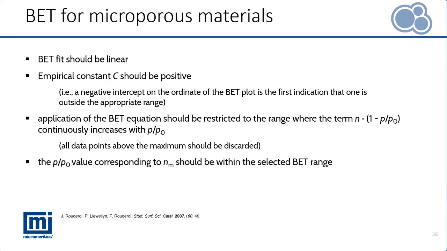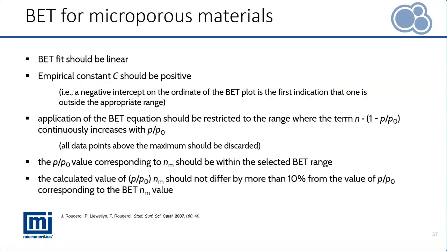Furthermore, the monolayer capacity nm should be within the selected data range and not an extrapolated value. And the last criterion is that the relative pressure value that corresponds to the monolayer capacity should be within 10% of the calculated value. Otherwise, it is necessary to change the chosen range of relative pressures.